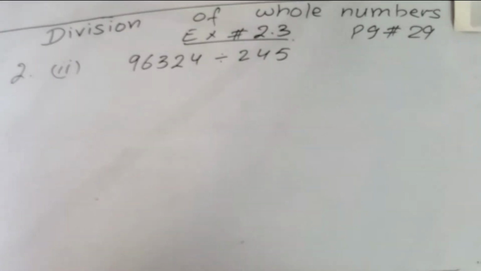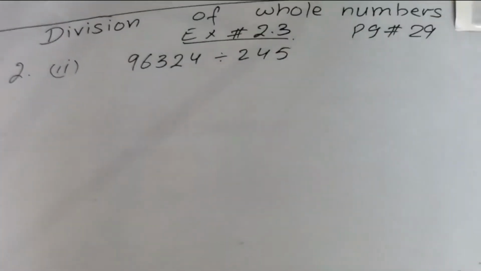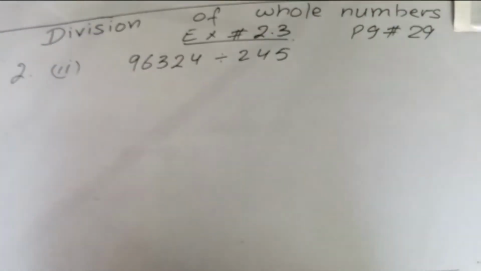Okay dear students, this is the division of whole numbers. Same exercise, same page number, but question 2. Second part, I am solving here the second part, that is 96,324 divided by 245. Okay class, we have to solve this sum.